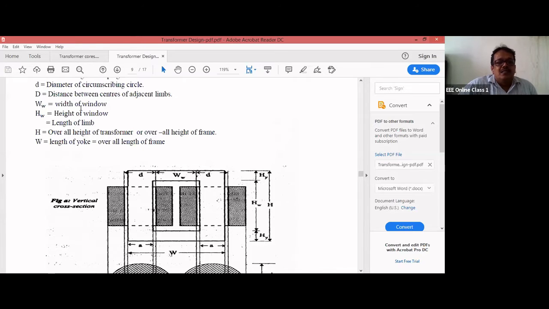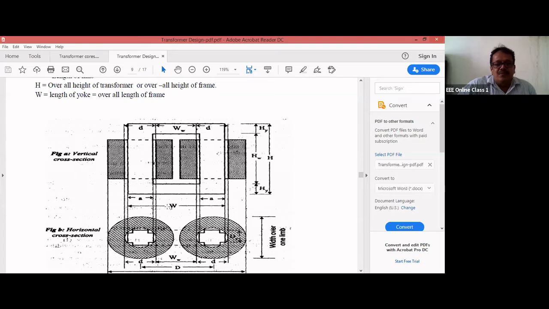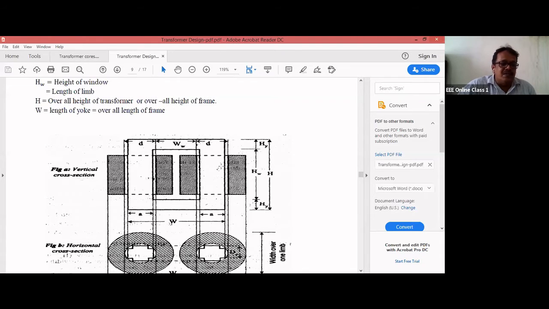Then WW is the width of the window. HW is the height of the window. H is the overall height of the transformer, the overall height of the frame. This is H, equal to HW plus 2HY. And W is the length of the yoke or overall length of the frame.